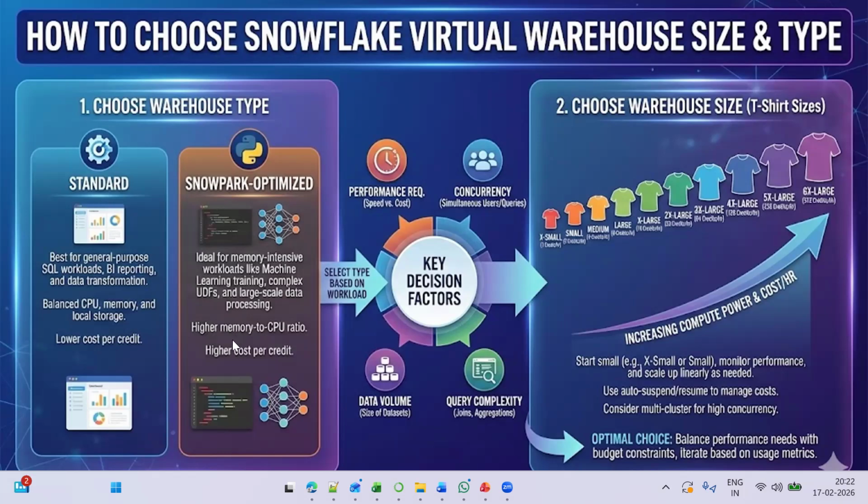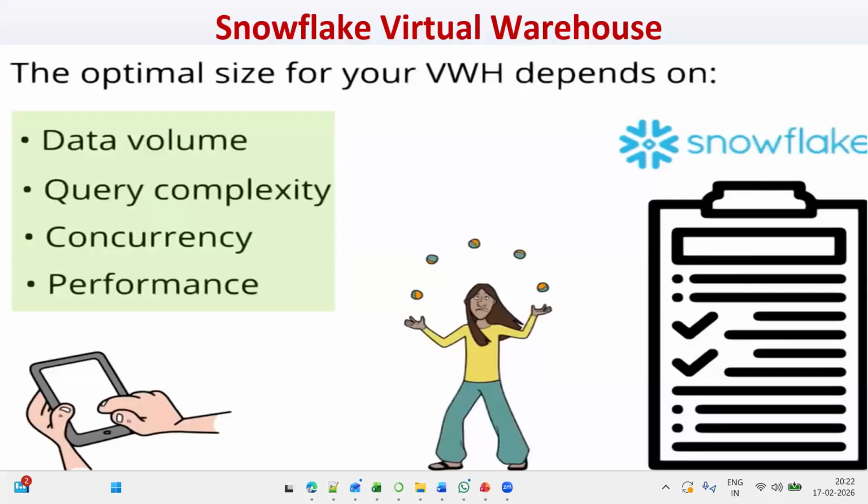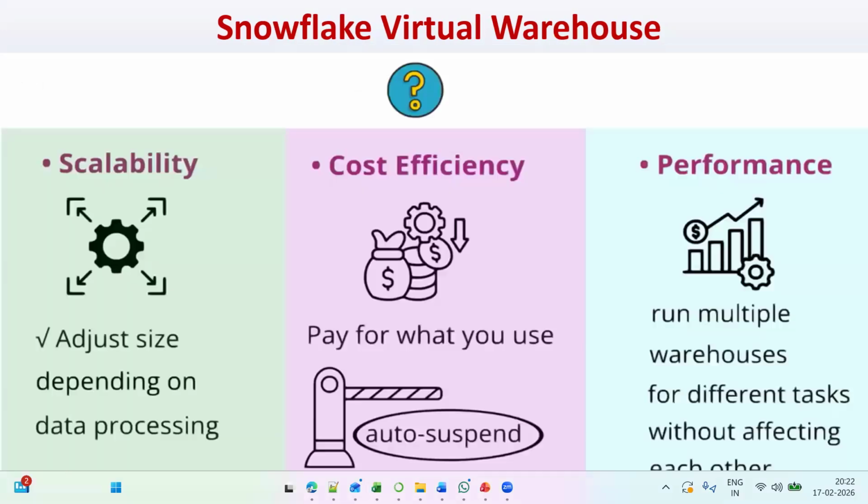Because if I need to implement high-memory-intensive solutions, I need to use Snowpark optimized only. A normal warehouse is not going to help me. Only Snowpark optimized warehouses can help us process a huge amount of data. So what are the factors that will influence the warehouse? Data volume, query complexity, concurrency, and performance. All these four are required to select the warehouse with the right size.